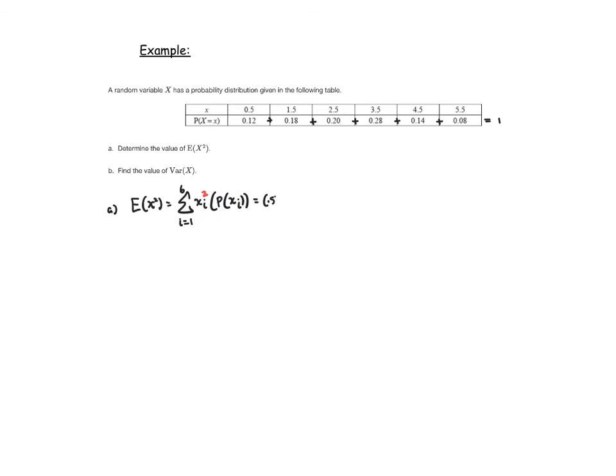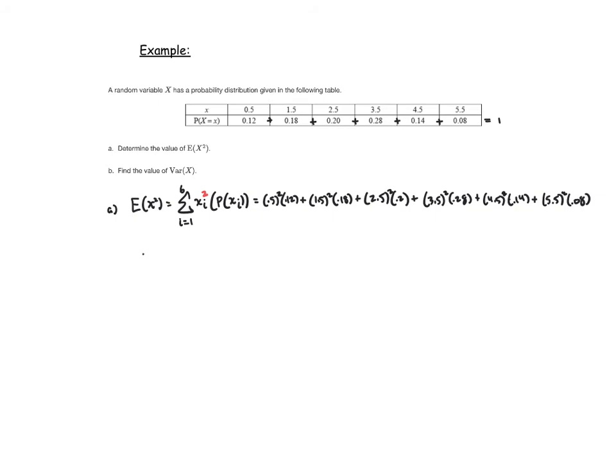So that'll be 0.5 squared times 0.12 plus 1.5 squared, going to need a calculator here, times 0.18 plus 2.5 squared times 0.2 plus 3.5 squared times 0.28 plus 4.5 squared, you get the picture, 0.14. 5.5 squared times 0.08. I'm going to do a calculation off camera. I'll come back in a moment.